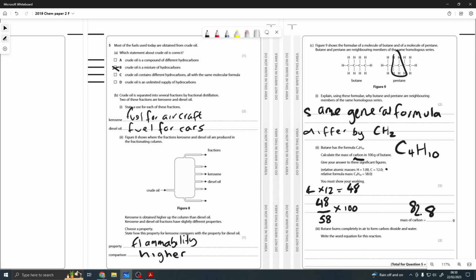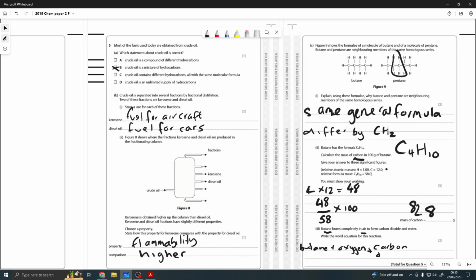Butane burns completely in air to form carbon dioxide and water. Write a word equation for this reaction. Now, what that means is, and I'm going to have to try and squeeze this in as best I can, butane plus oxygen. Because it tells you that butane burns in air, and you should hopefully know that the oxygen is the part of the air that participates in combustion. And then it tells you the 2 products there. All you've got to do is write them down. Carbon dioxide plus water.